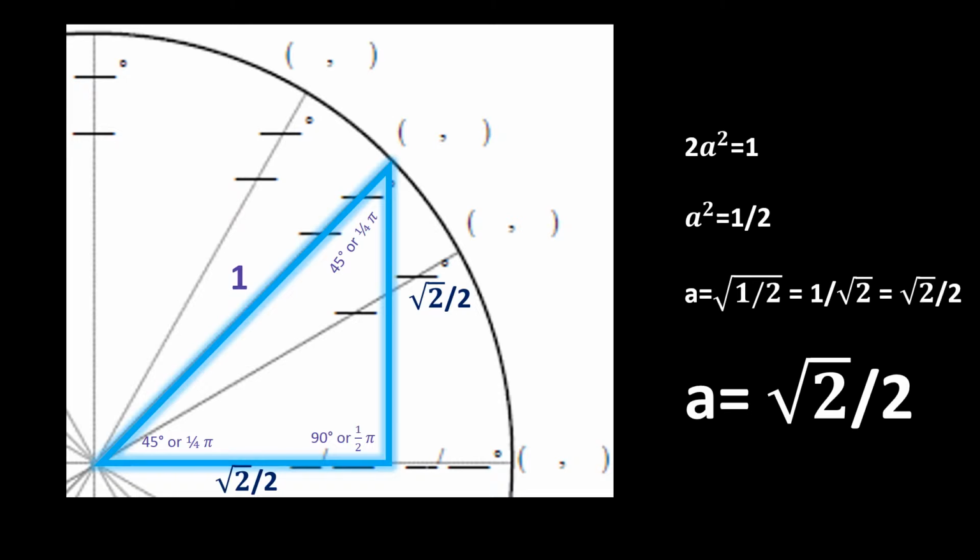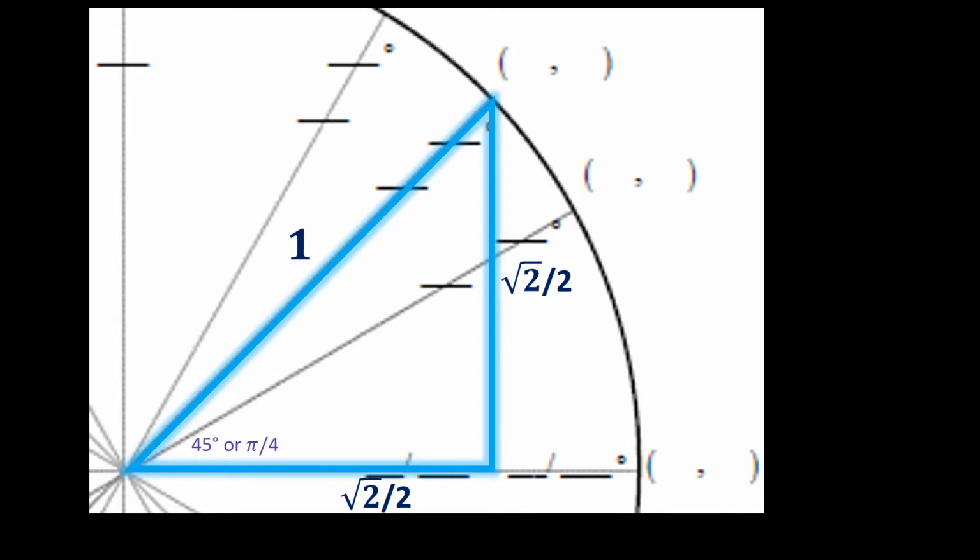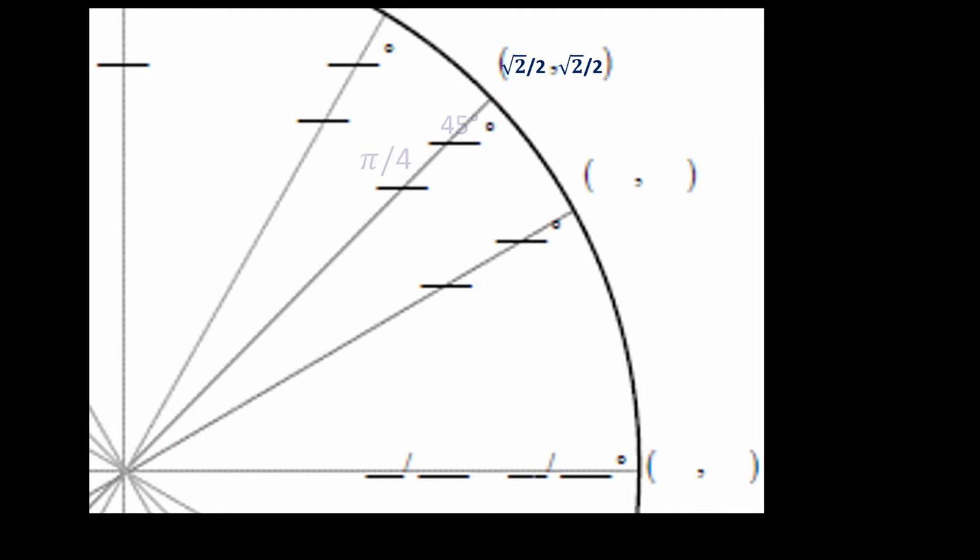The x value is root 2 over 2. And the y value is root 2 over 2. The angle corresponding with those values is 45 degrees or pi over 4.